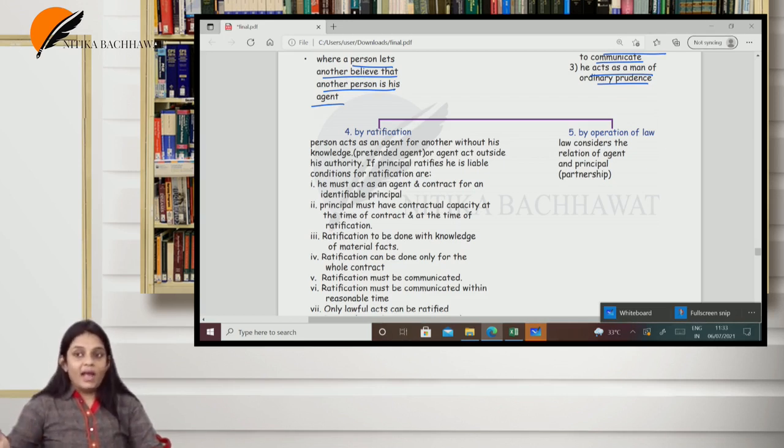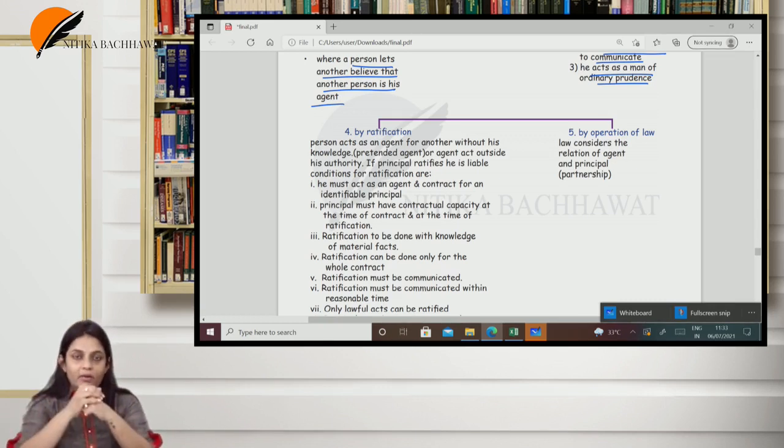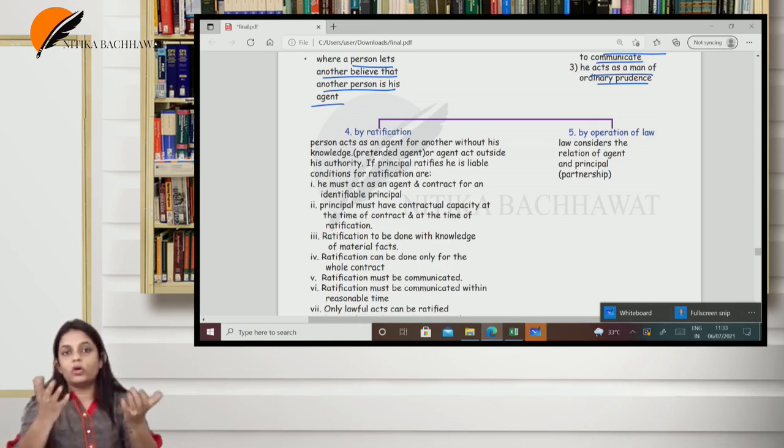Where I have done an act without your authority, not being an agent, but later you accept it, I have become an agent by ratification. Or I am your agent and you have given me some authority to do the work. Ajay, tell me, if you don't pay for that land, will I become your agent? No, I am not your agent. But when you pay for that land, you have accepted it, I become an agent by ratification.